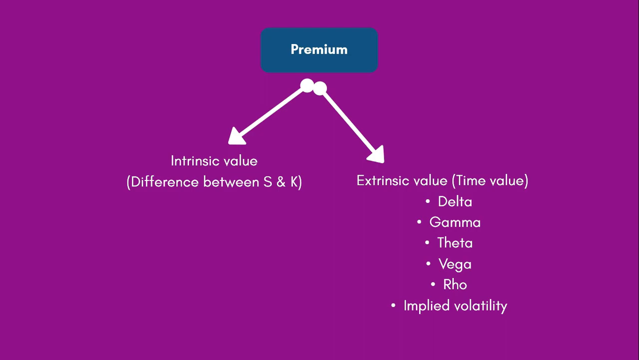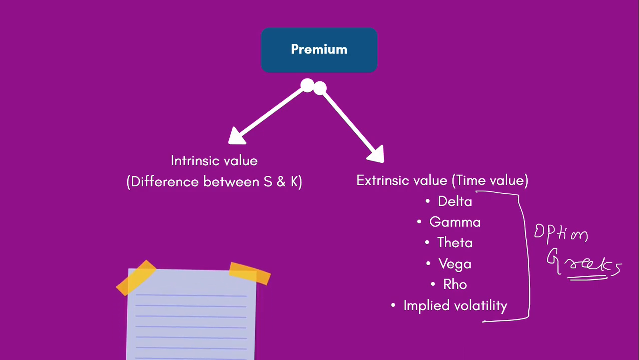Now these factors are delta, gamma, theta, vega, rho, and implied volatility. All of these combined are called option Greeks. So option Greeks are nothing but the factors that combine together to form time value or extrinsic value. We will be learning in detail what exactly constitutes time value, and how understanding Greeks can help us get a better edge in our option understanding.